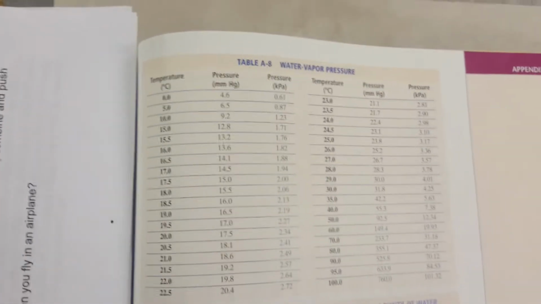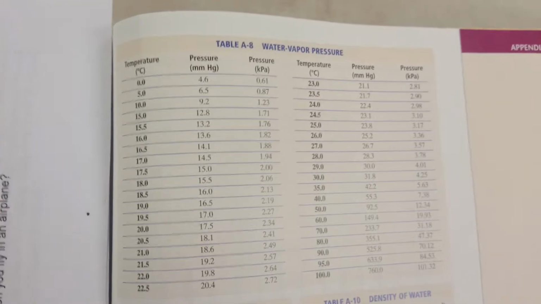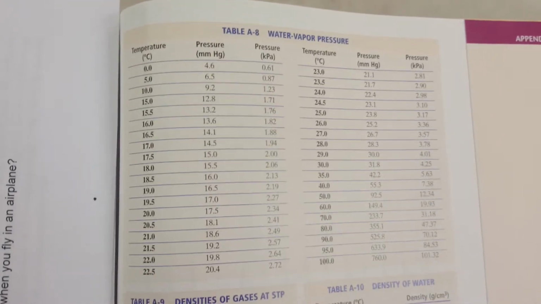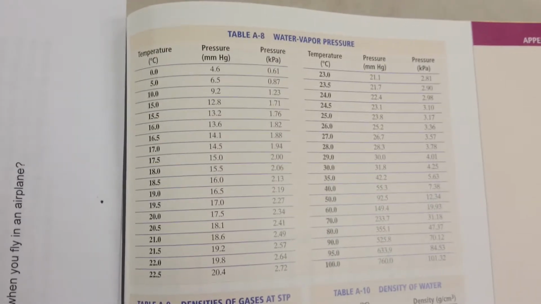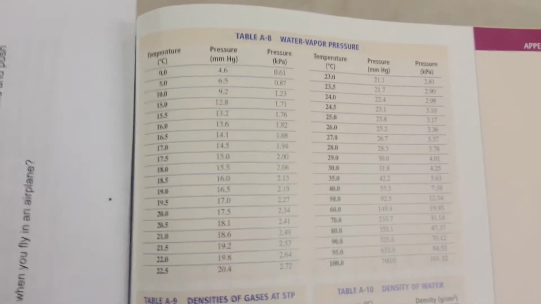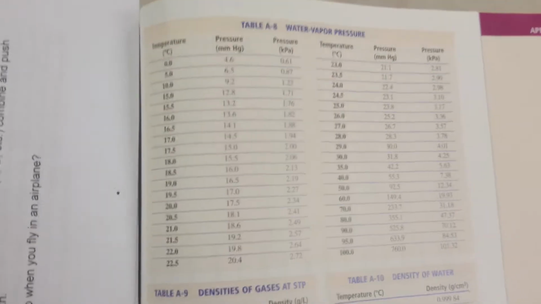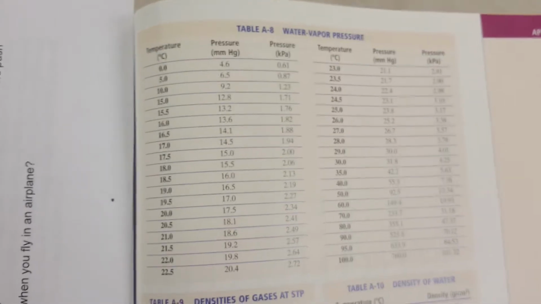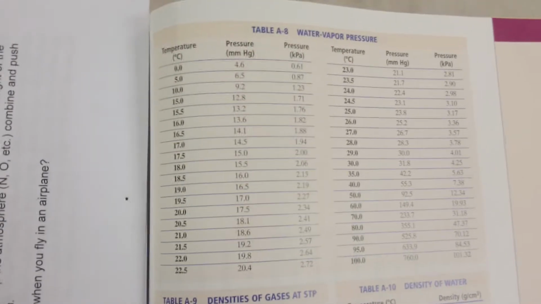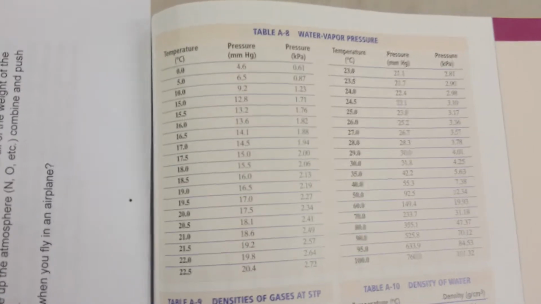There is a table in the back of your book on page 859, and it is table A8. You can see that temperatures in degrees Celsius of water are listed, and also pressures that are listed in millimeters of mercury or kilopascals. In this class, we'll stick with the millimeters of mercury. And don't forget that millimeters of mercury are the same numerically as torrs, which is another unit of pressure.